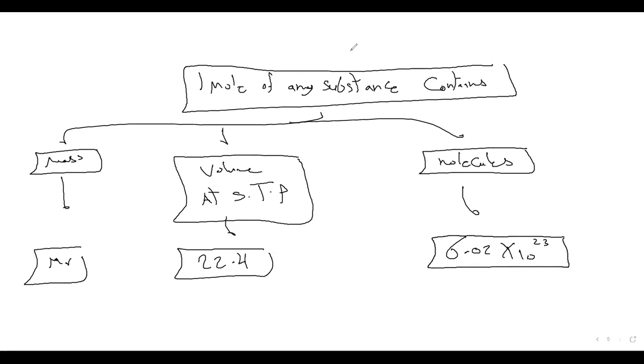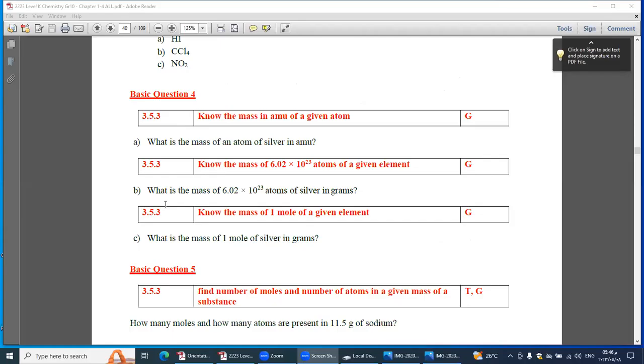What is the mass of 6.02 times 10 power 23 atoms of silver? It means 1 mole. So what is the molar mass of silver? It is equal to 108 grams. What is the mass of 1 mole of silver in grams? Also 108. The same.